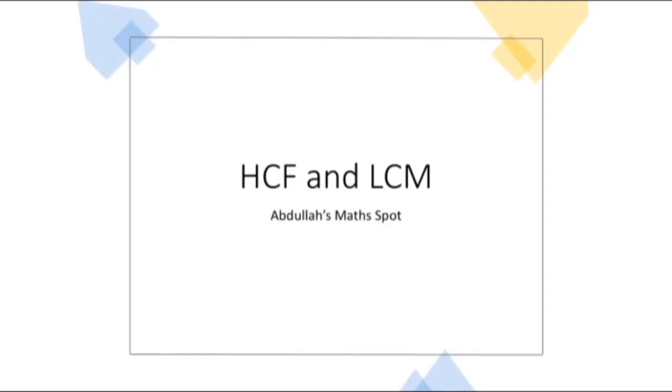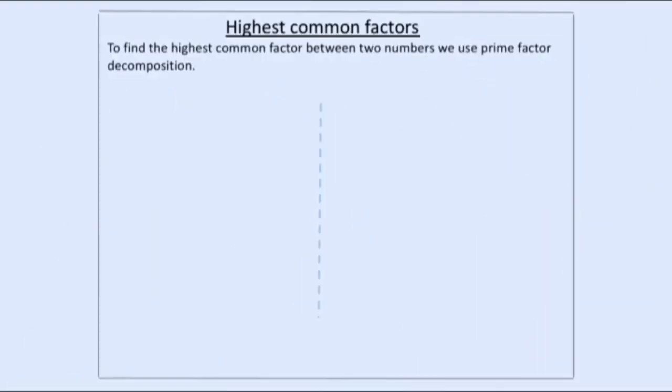Hello everyone, welcome back to my channel, and in this video we're going to be learning about highest common factor and lowest common multiple. To find the highest common factor between two numbers, we use prime factor decomposition or prime factorization. Prime factor decomposition, I'm just going to call it prime factorization.